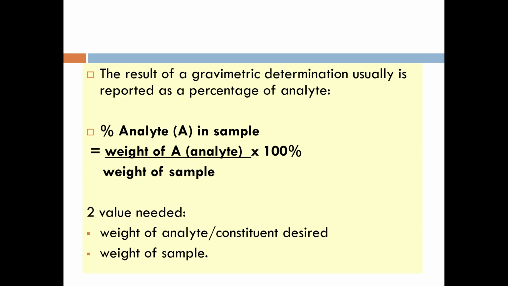Okay, so the result of the gravimetric analysis determination usually is reported as the percentage of analyte. So percentage of analyte in sample equals the weight of analyte divided by the weight of sample multiplied by 100%. So two values we need for this calculation: the weight of analyte or constituent desired and the weight of sample.